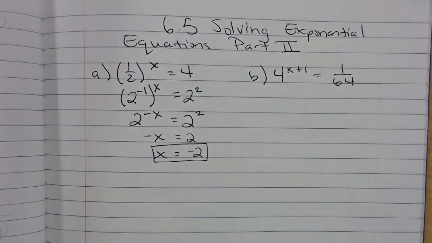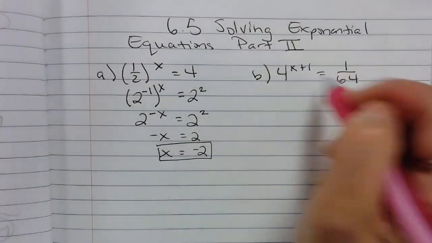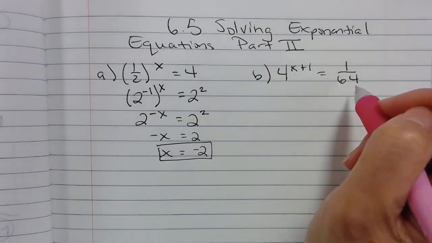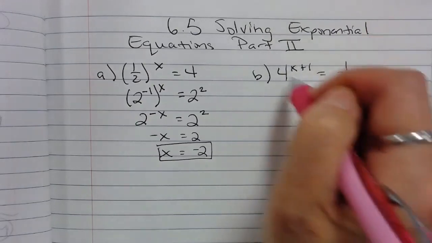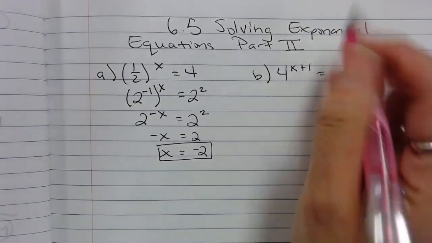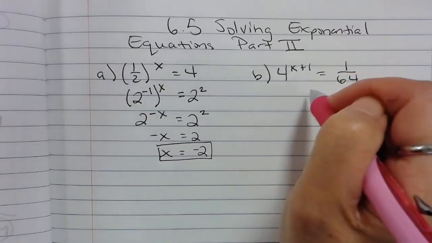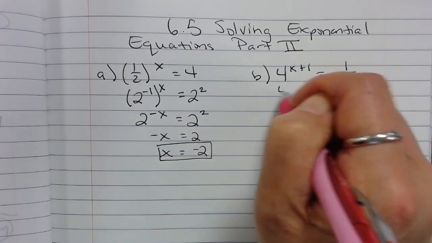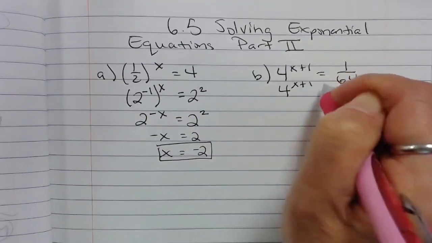Okay, this one. Oh, there's a fraction there. I don't want that, but I also know that I'm going to try to make my bases the same. So what base do I want to make both of these? You could do it as 4, or we can break it down to 2. But let's go ahead and break it to 4. That's good. 4 to the x plus 1.